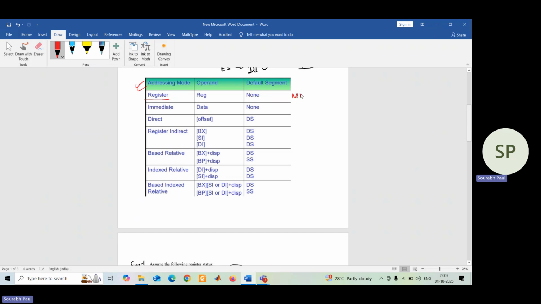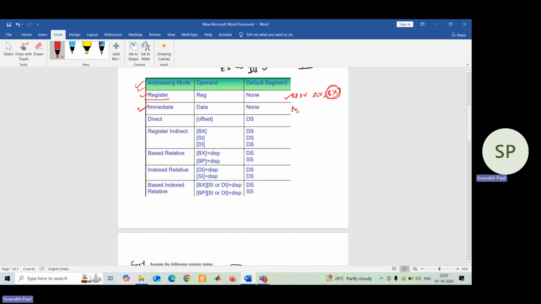For example, move ax comma bx. What type of addressing mode is this one? Register addressing mode. Why? The operand will come from some register bx and that will go to the ax register. Now as the value is available in bx, you need not calculate any location through which you need to access the data. So that's why there is no need of any physical address calculation when you have register addressing mode. Now next one is immediate addressing mode.